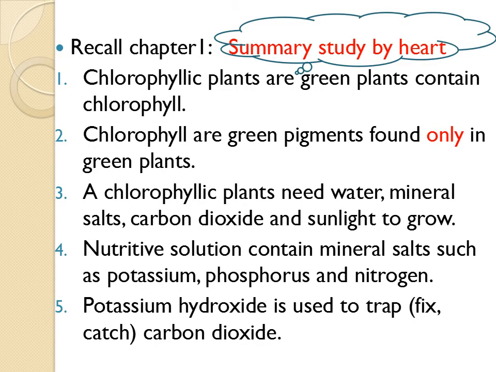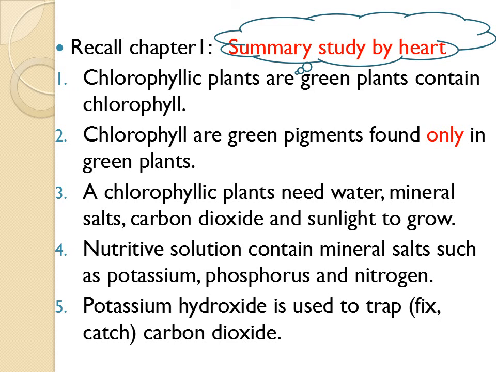Let's recall what we took in the last lesson in chapter 1. Chlorophyllian plants are green plants that contain chlorophyll. What are chlorophylls? Chlorophylls are green pigments found only in green plants. So they are not found in red plants and not in yellow plants. They are only found in green plants because they give the green color.